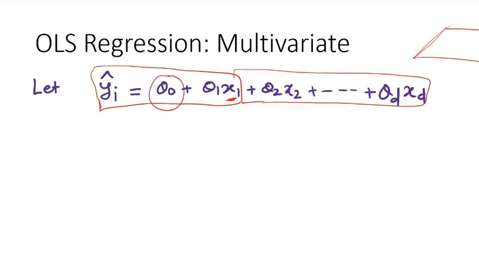Now again the problem is the same. Find out these thetas such that my error, squared error, is minimum. Find out thetas for given data such that the squared error is minimum.